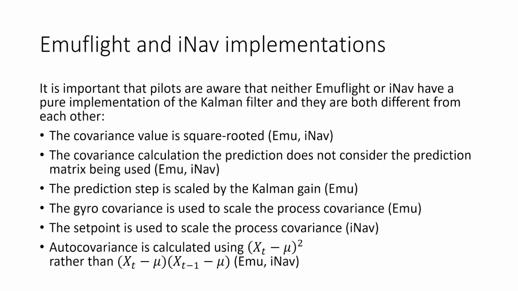The autocovariance in both Emuflight and iNav is calculated using the value minus the average all squared, rather than using subsequent time steps multiplied together, which is what you would typically use for covariance. Now, this might simply be an optimization, and because our time steps are very close together, the difference between xt minus mu squared and xt minus mu times xt minus 1 minus mu are probably very small. But that is a difference from the implementation that I've described here.